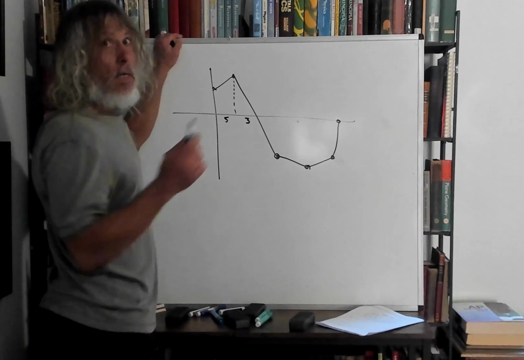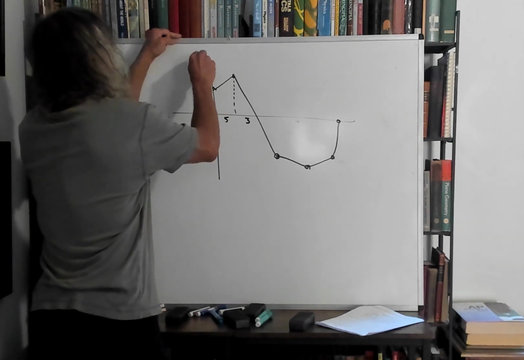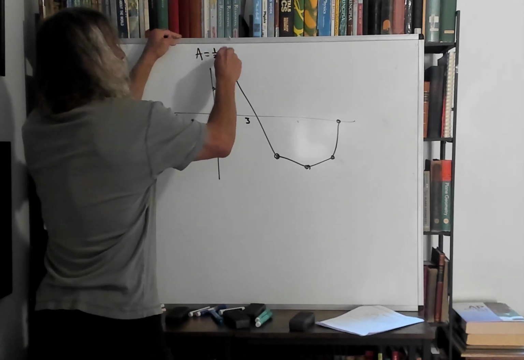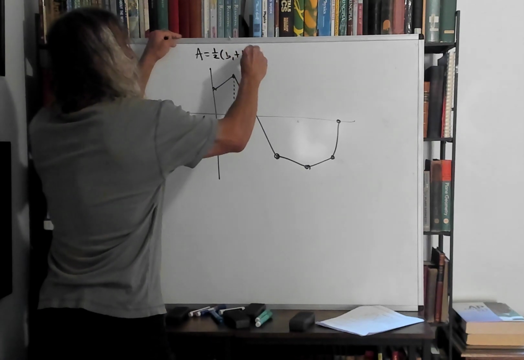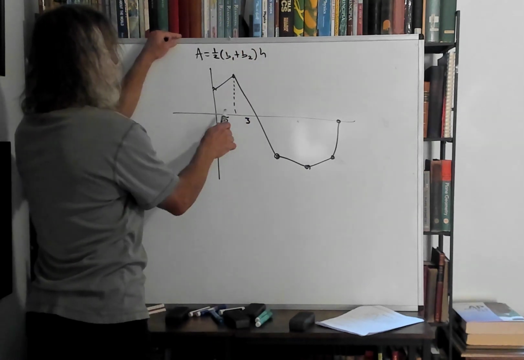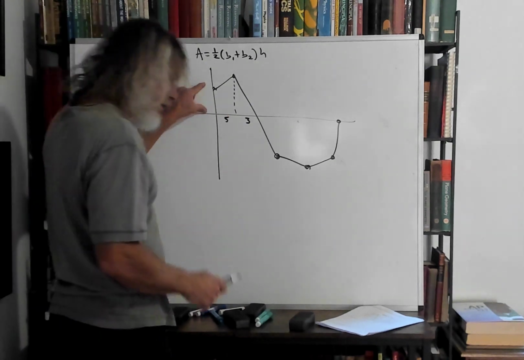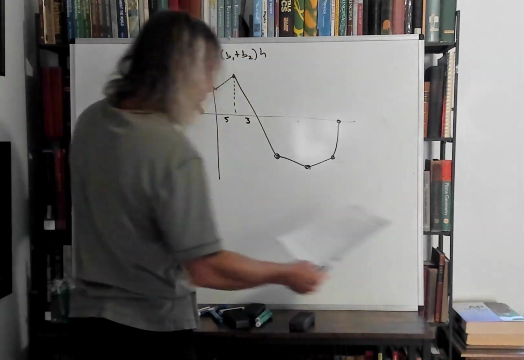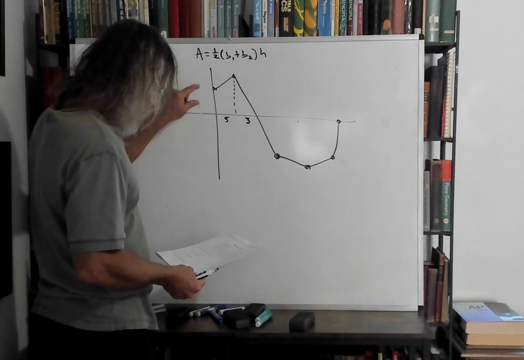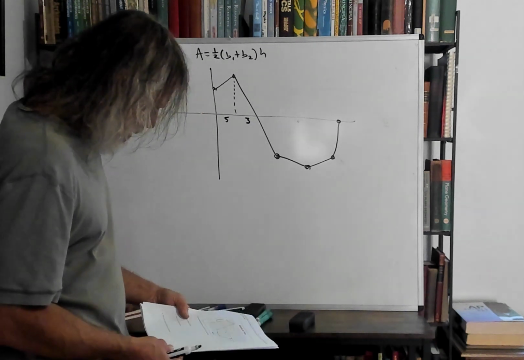So in a trapezoid, the area is 1/2 times base 1 plus base 2, times height. And the bases are the ones that are parallel, as we said before. This is 4. This is 7.